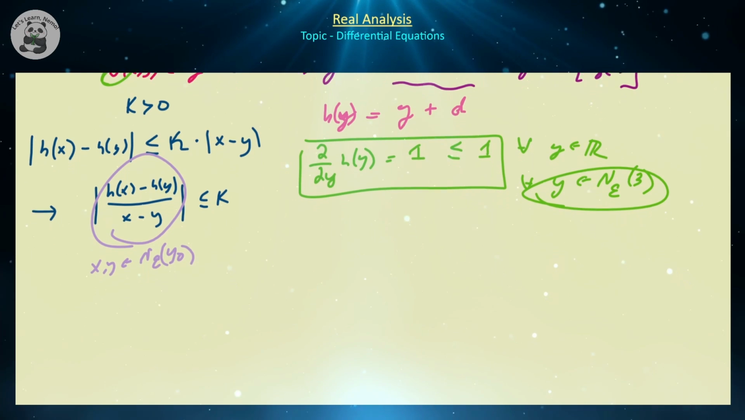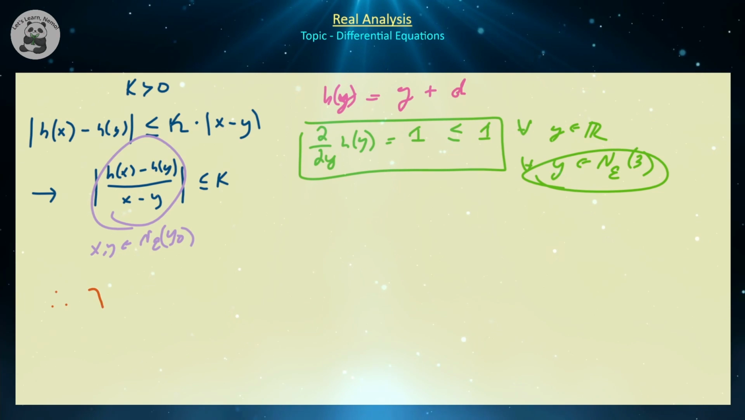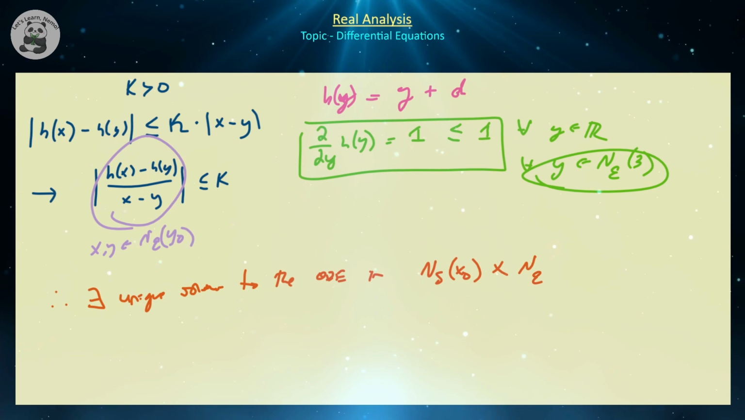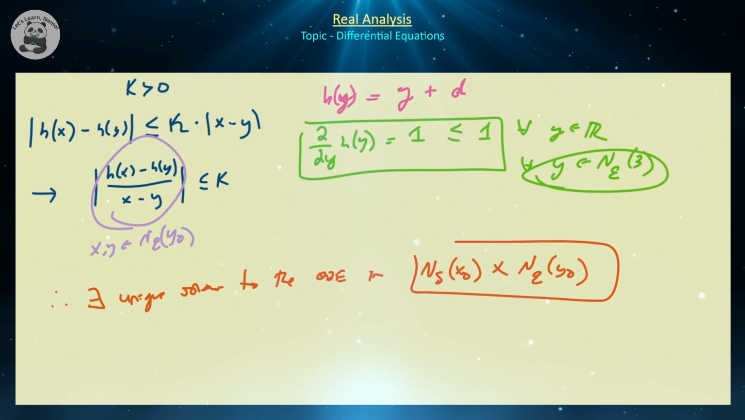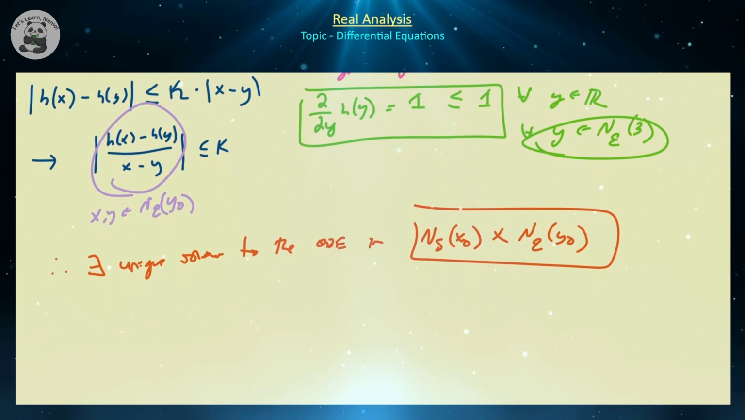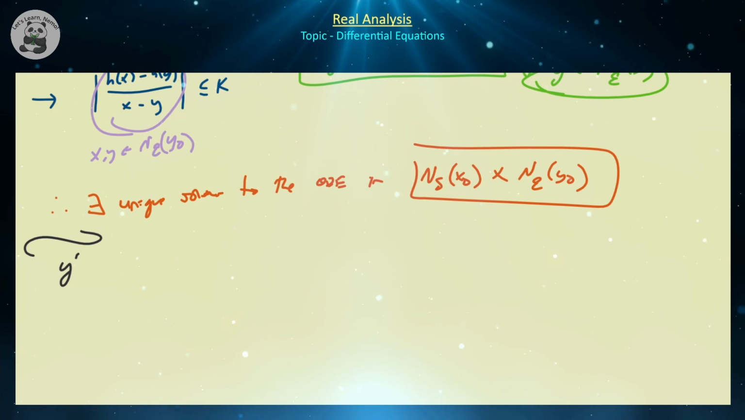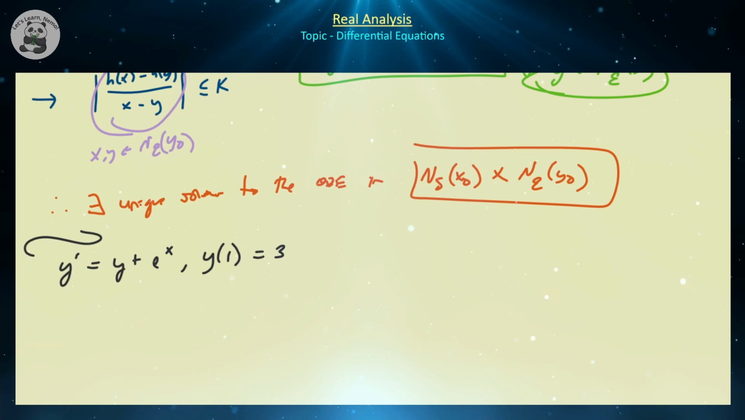So that means there exists a unique solution to the ODE in the Cartesian product of the neighborhood of radius delta around x0 with the neighborhood of radius epsilon around y0. So in that little rectangle we have a unique solution. In particular, you should be able to find it actually. So keep in mind we had y prime equals y plus e to the x, where y of 1 is equal to 3.